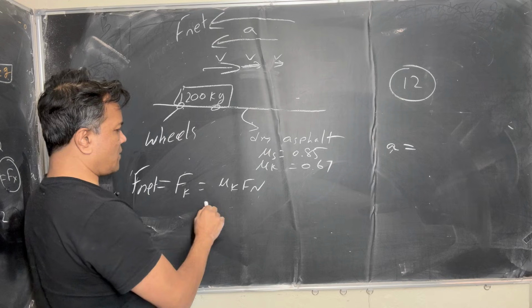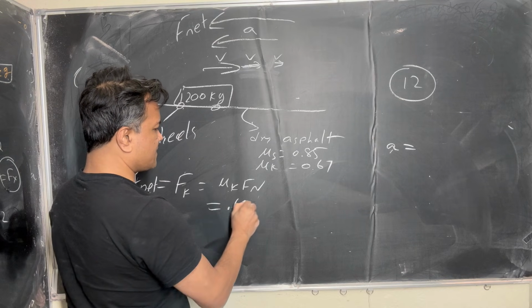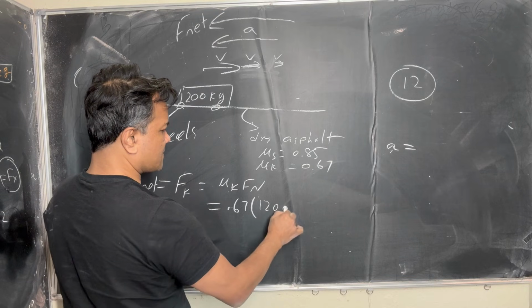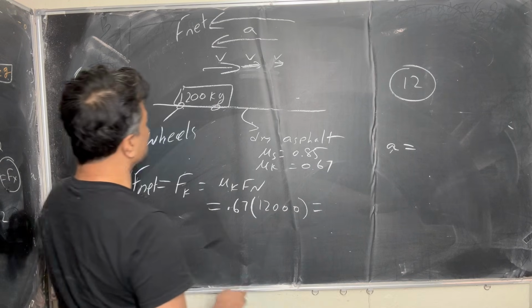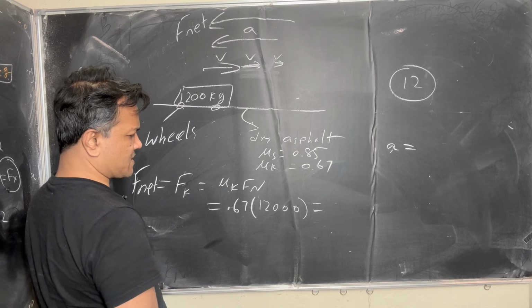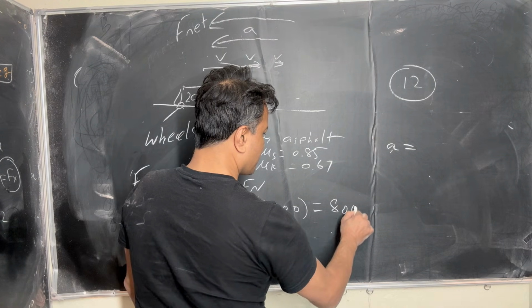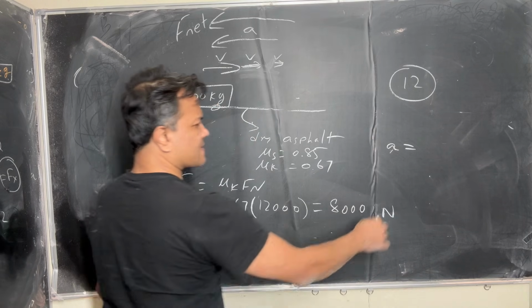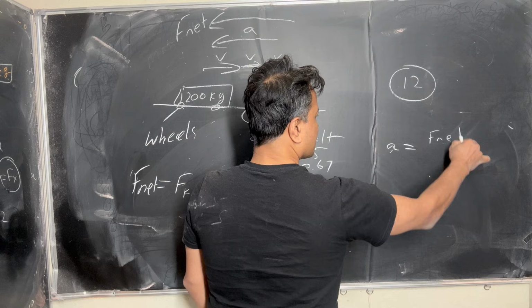All right, so how much is that? 0.67 times 12,000. So this is 12,000, right? 1200 times 10 is 12,000. So this is 0.67 times 12,000, which is 8,000 Newton. So acceleration is F net over m.